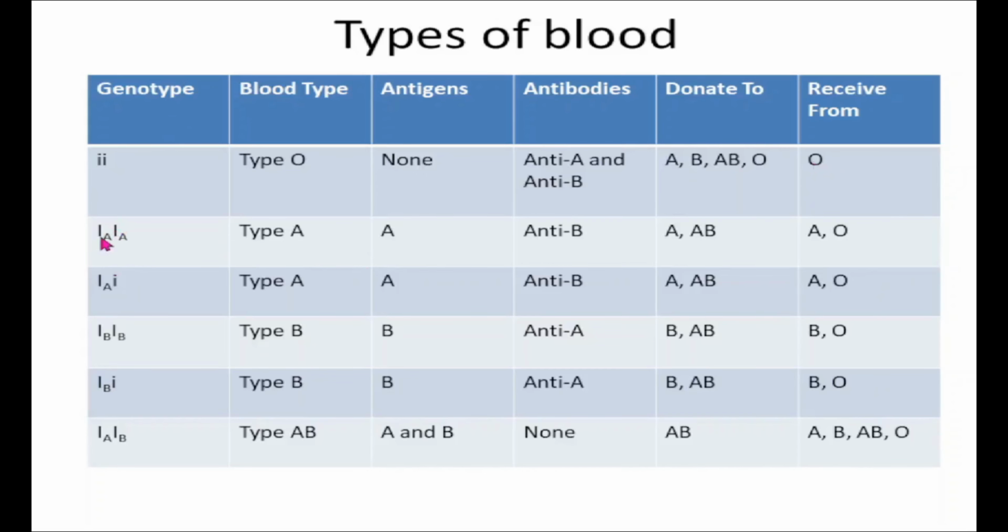If the genotype is capital IA and capital IA, that is homozygous, the type is A. The same is true as capital I is dominant to small i. If it is capital IA with small i, the type will be A. So in this case, both are blood type A. The antigens are the protein A type. The antibodies are anti-B. And they donate to A and AB.